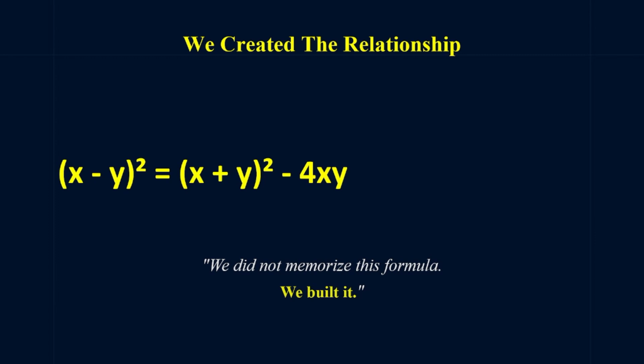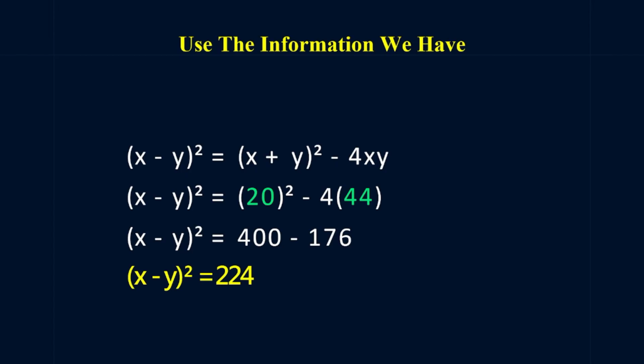Notice what just happened. We didn't memorize a formula, we created it, and once you know how to build it, you never have to worry about forgetting it. Now let's use it. Replace x plus y with 20. Replace xy with 44. 20 squared is 400. 4 times 44 is 176. Subtract them. 400 minus 176 equals 224.